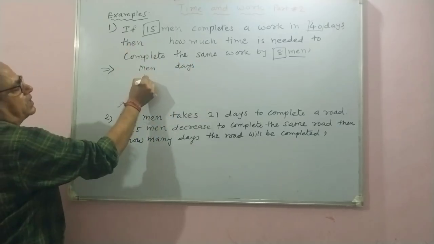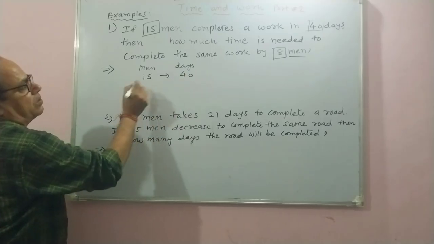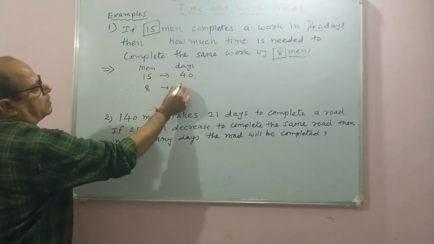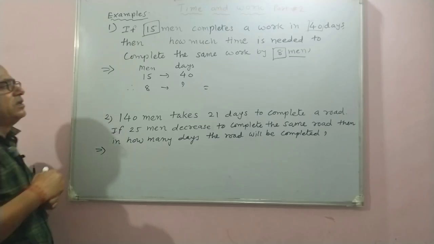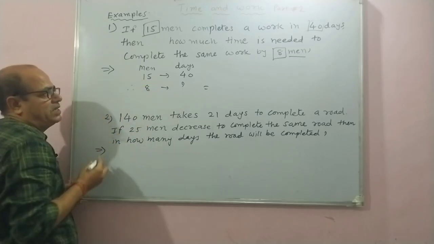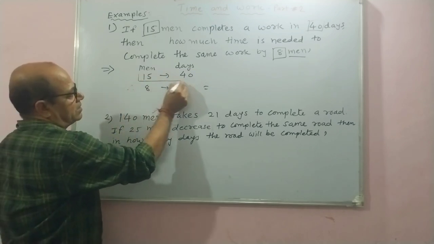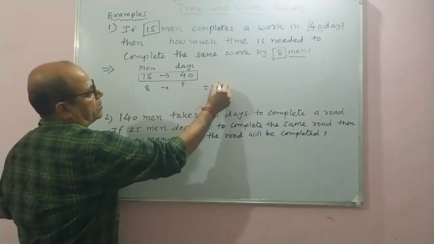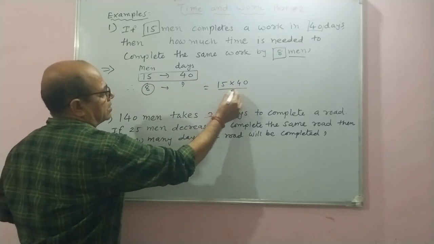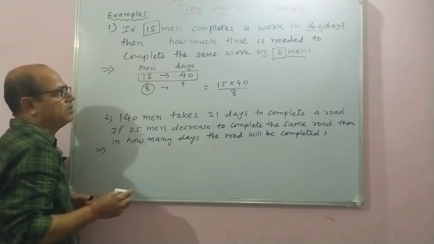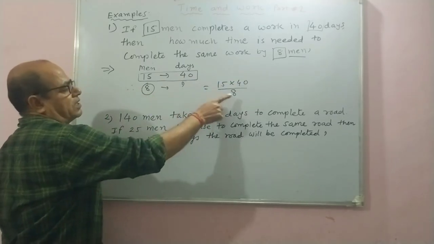So first, how many men are there? 15 men. 15 men need 40 days, right? Now how many men do we have here? We have 8. So how much? Reciprocal system or inverse proportion. Here men are decreasing, right? So days will be increased. Now how to write? As I said, this will come as a numerator. So 15 into 40. Then this will come as denominator. This is the first term, second term, third term. So the first and second terms will come upside, and the third will come downside.